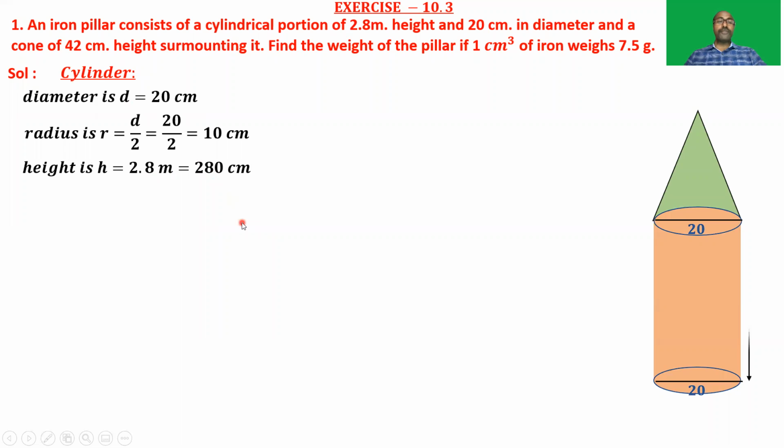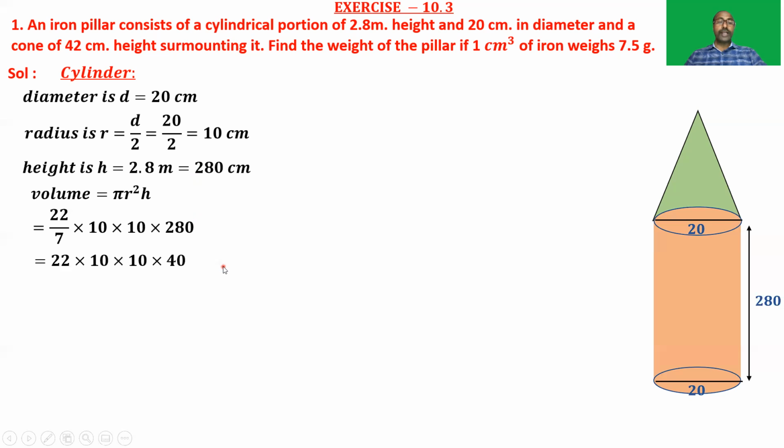Now the volume of cylinder is pi r square h. So substitute pi is equal to 22/7, r is 10 and h is equal to 280. Then we get the volume as 88,000 centimeter cube. So the volume of cylinder is 88,000 cubic centimeters.